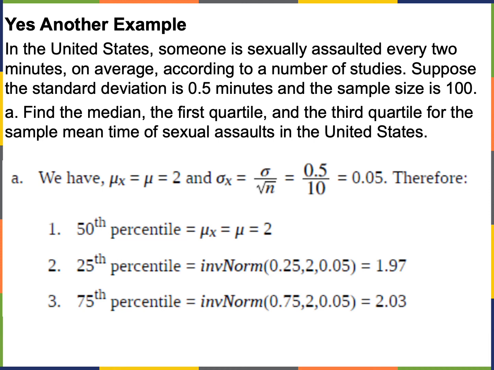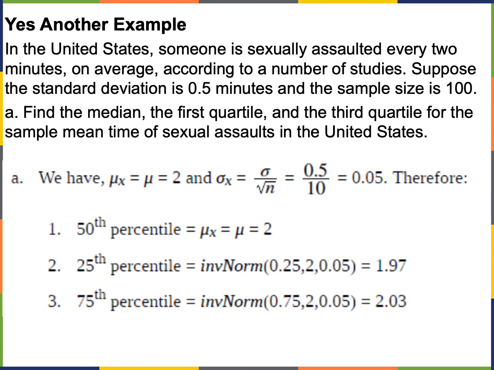All right, so the 50th percentile is the same as the mean, which is the same as the median, which is 2. And then for the 25th percentile, we just use our famous inverse norm, where we put 0.25. Our mean for the sample mean is 2, and the standard deviation of the sample means is 0.05. Okay, so then you would get 1.97.